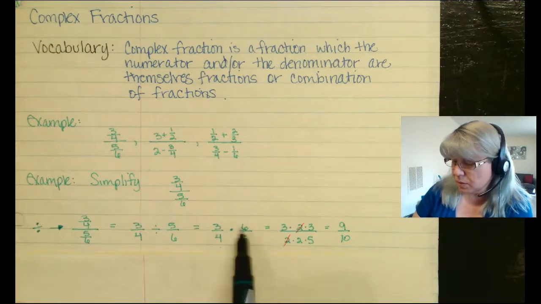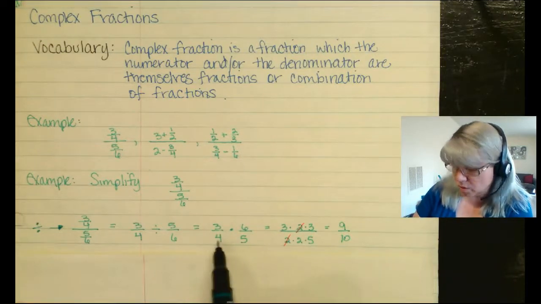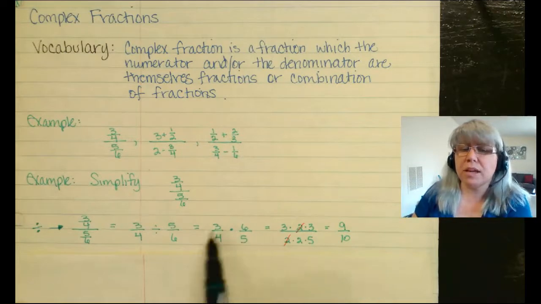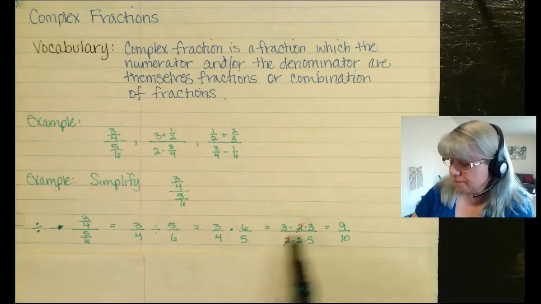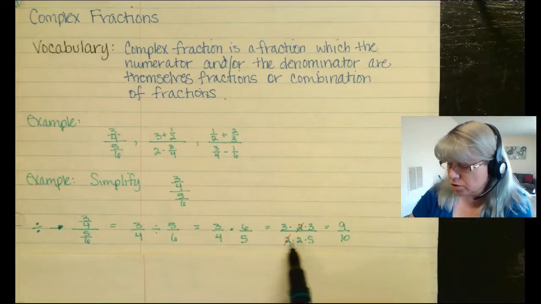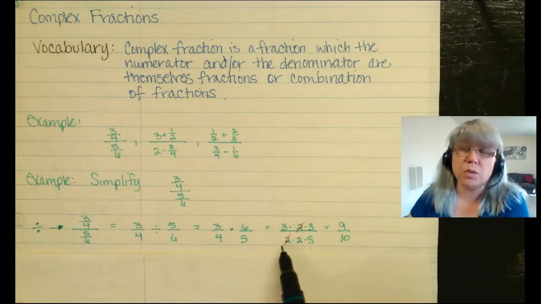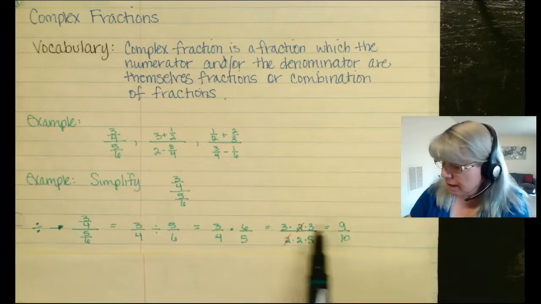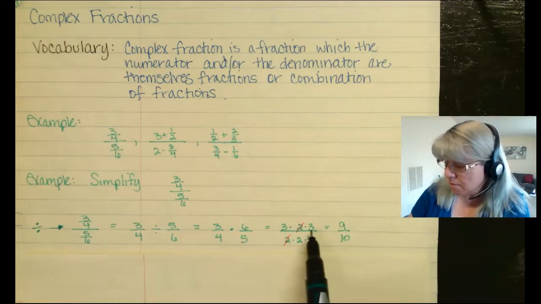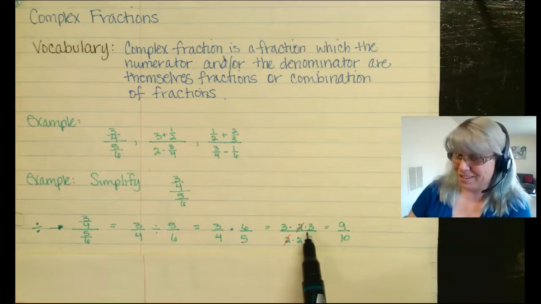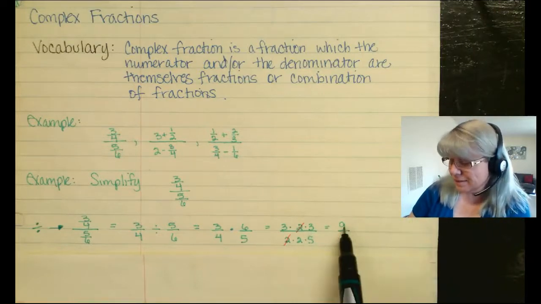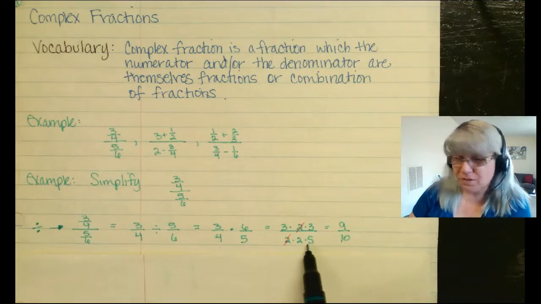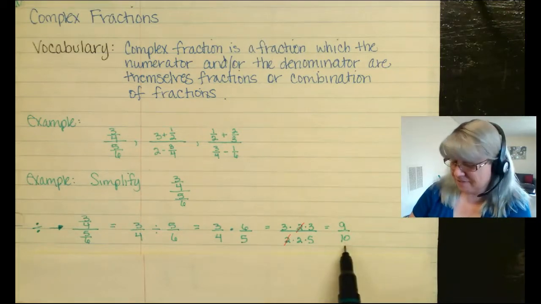Well, that's going to be 3 times 6 all over 4 times 5. But if I break all of these numbers down into primes, it's really 3 times 2 times 3 over 2 times 2 times 5, and I can see they both have the 2 in common. So I'm going to reduce now, leaving me 3 times 3 on top, in the numerator. It's now a numerator which is 9, and 2 times 5 is 10.